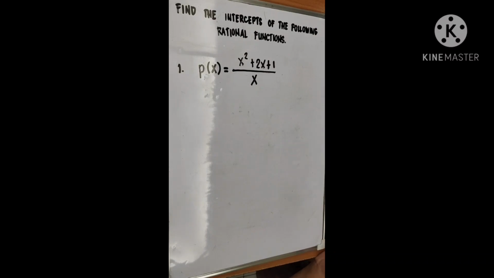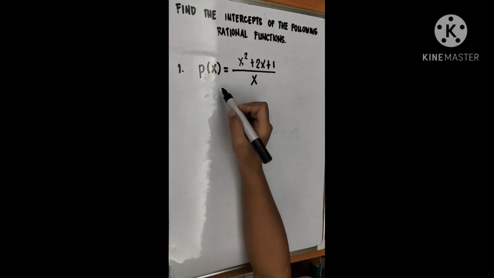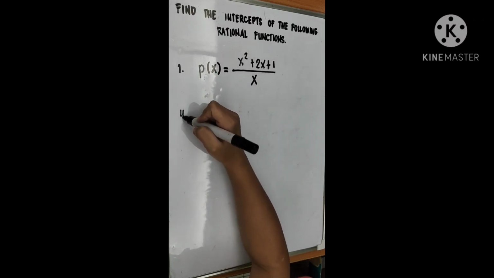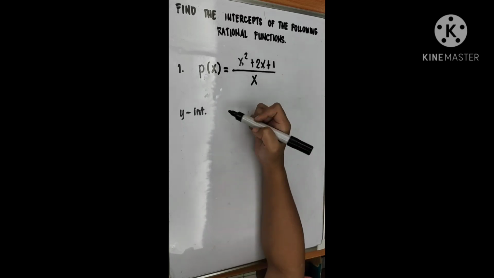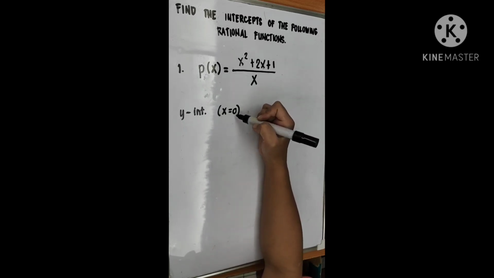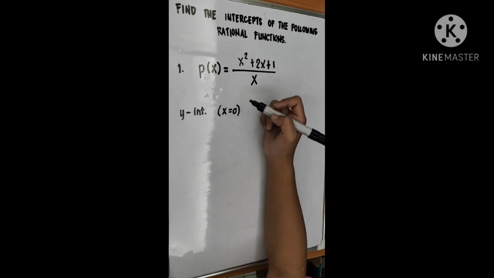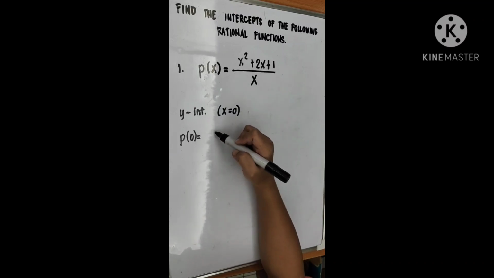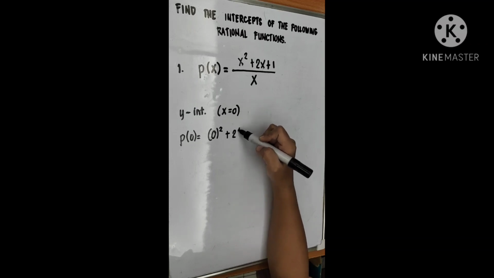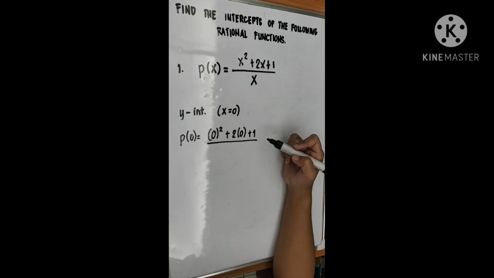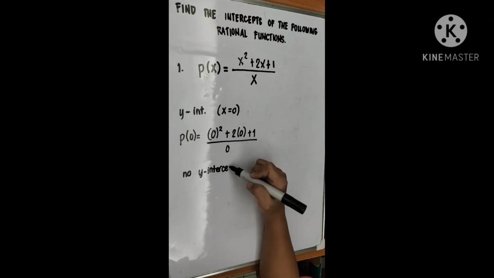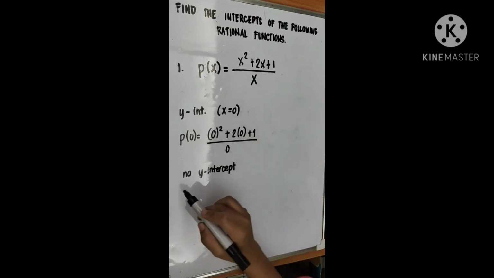So let's now try to find the intercepts of our rational function p of x is equal to x squared plus 2x plus 1 all over x. So let us try to solve first for the y-intercept. So in solving the y-intercept, we need to substitute 0 for our x variable. So p of x will now become p of 0. Since we are having a 0 denominator here, which will give us an undefined answer, it means that this rational function has no y-intercept.